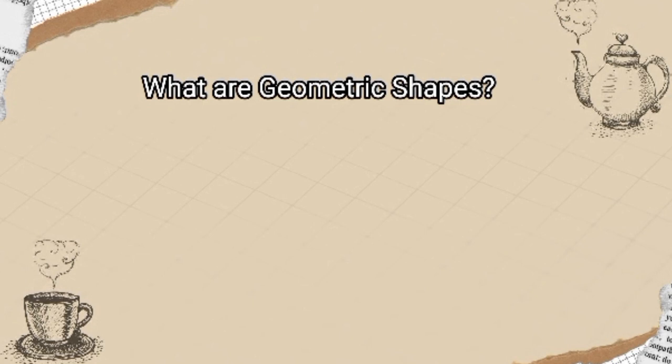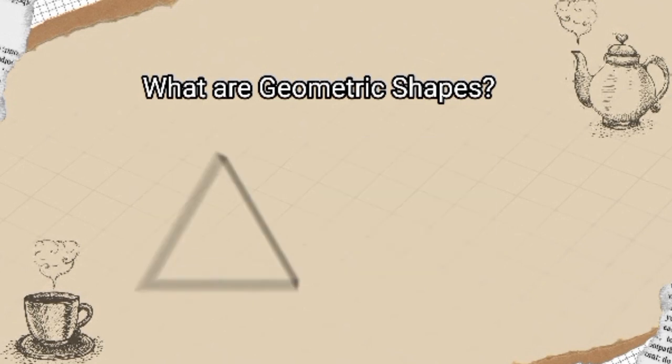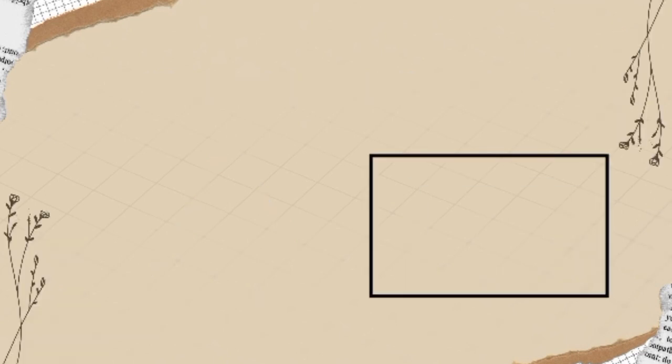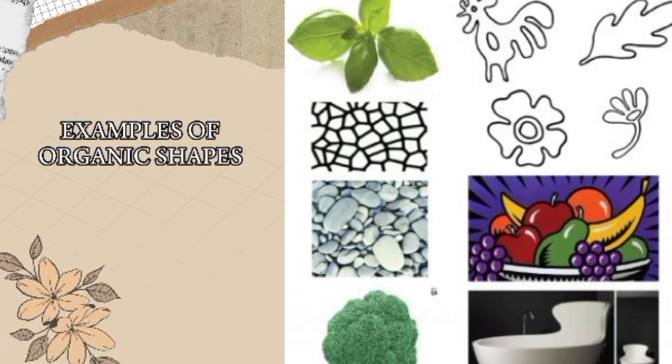An example of geometric shapes are circle, square, triangle, and rectangle and other geometric shapes. Organic shapes are shapes found in nature and are free-flowing, informal, and irregular. Organic shapes can be leaves, trees, clouds, mountains, and many more.